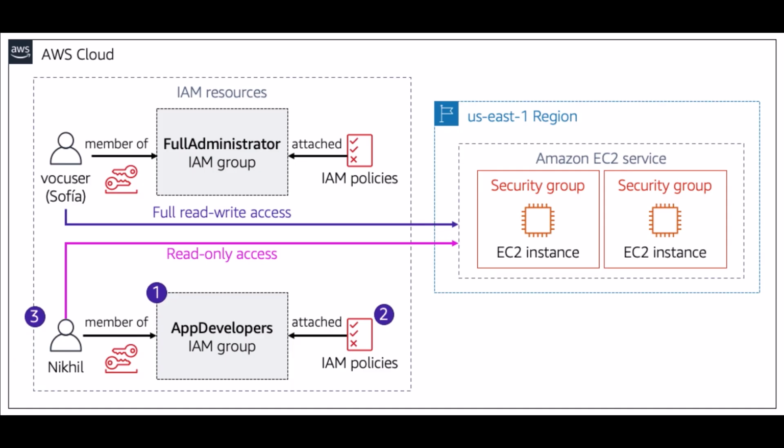In summary, you've seen how to use the console to create an IAM user and grant limited permissions for the AWS account to that user. I could have attached the IAM policies directly to the Nikhil user instead of creating an IAM group, but I did this because attaching policies to a group and then adding users to the group is more scalable. In the future, if another developer needs the same permissions as Nikhil, I can quickly create a new IAM user and add that user to the IAM group.